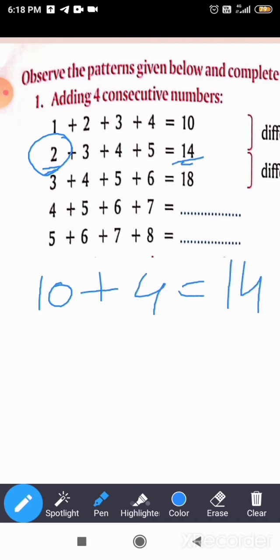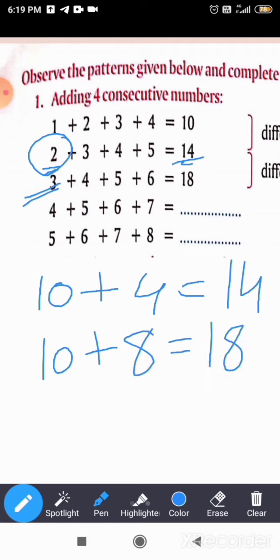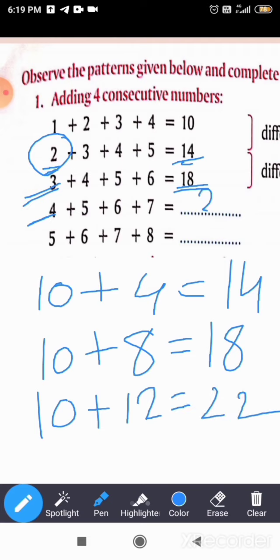See the answer, 14. For the third step, 10 plus, from the first number you are going to again subtract 1. So 3 minus 1, 2. 2 you are going to multiply by 4. So 2 4s are 8. So I'm going to add 8 to 10 and my answer will be 18. Is it right? Now see the fourth. If my series is starting from 4, 4 minus 1, 3. 3 4s are 12. If I add, my answer will be 22, which we got here, and the next answer we got 26.